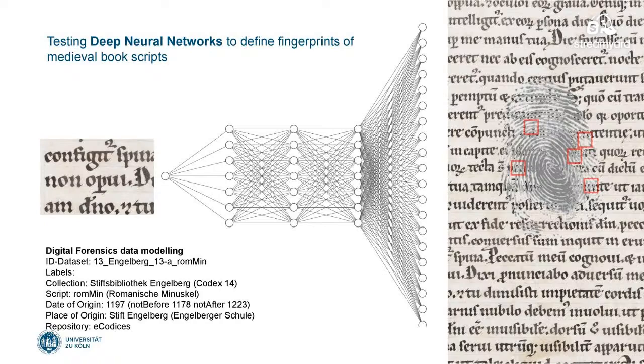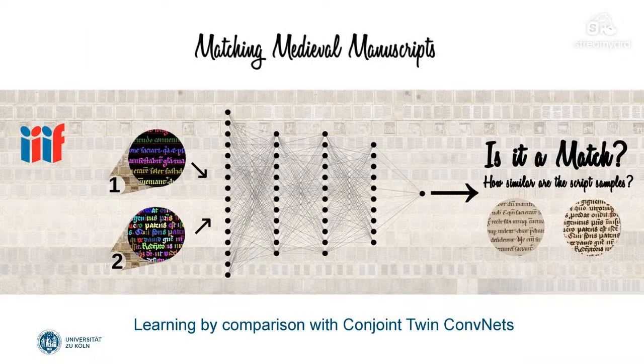And we can also define the number of features, for example, 96 features that are taken into consideration, and they build a vector, and then we have some sort of script fingerprint for each script sample. And then we can store this fingerprint, and then we can use, so we did use conjoined twin convolutional networks.